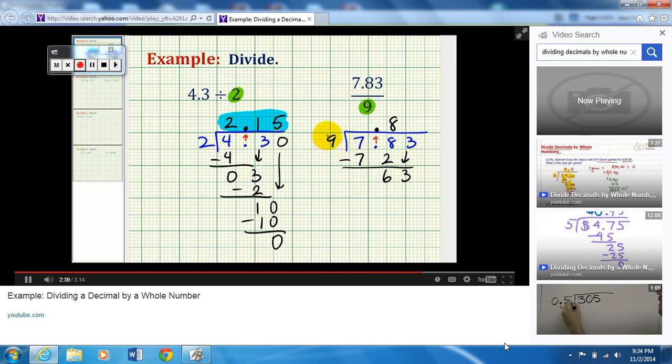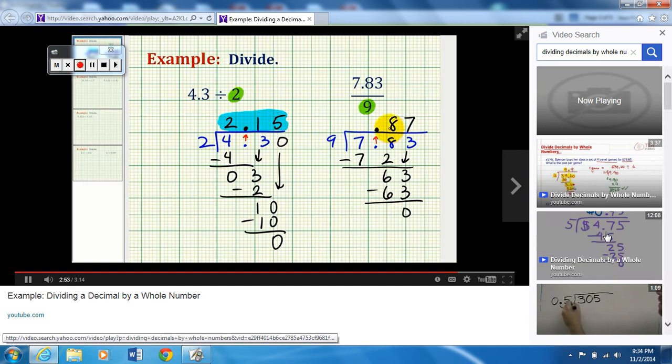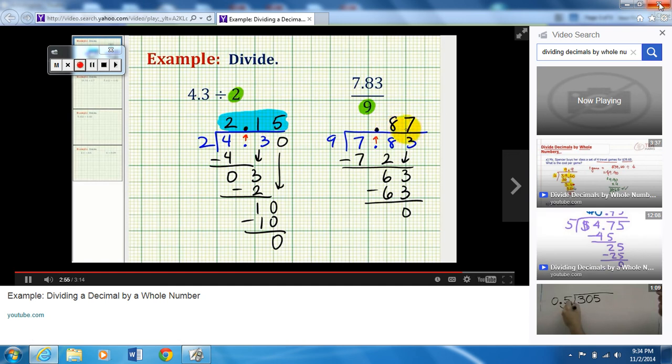And now we ask how many 9's there are in 63. And that would be 7. 7 times 9 is 63. This difference is 0. We've used all of the digits, so we're done. So this quotient is equal to 0.87, or 87 hundredths.